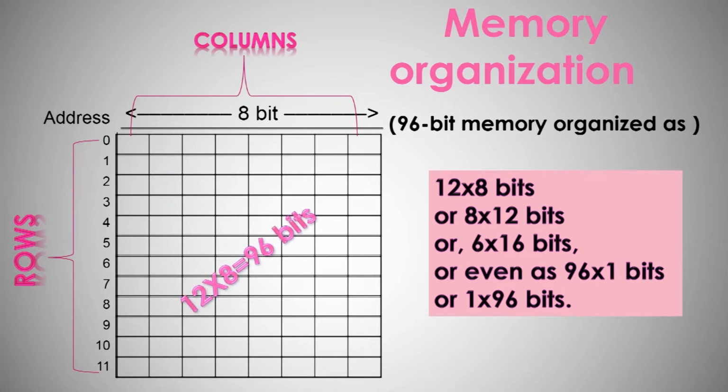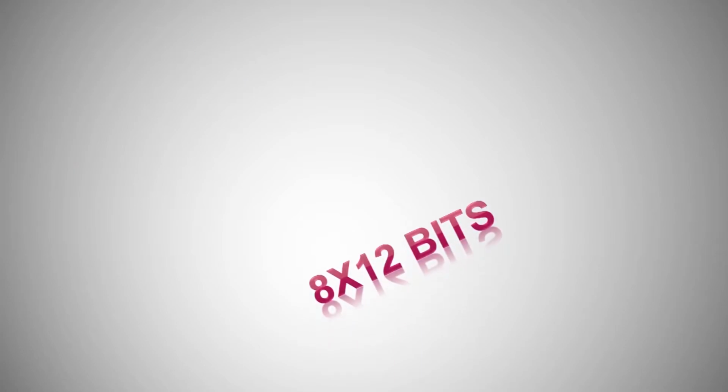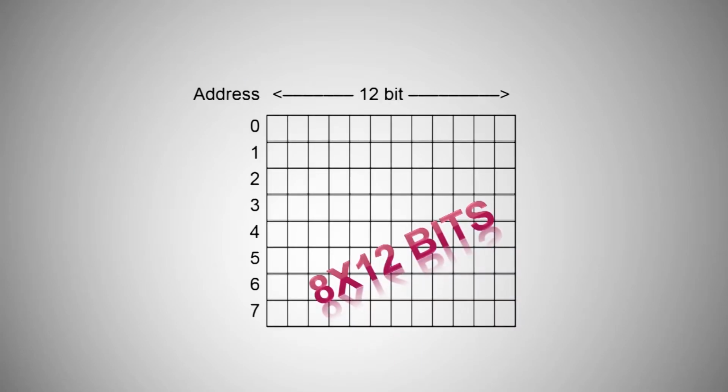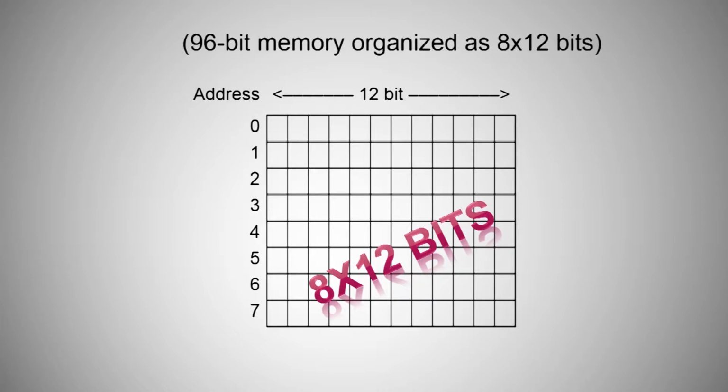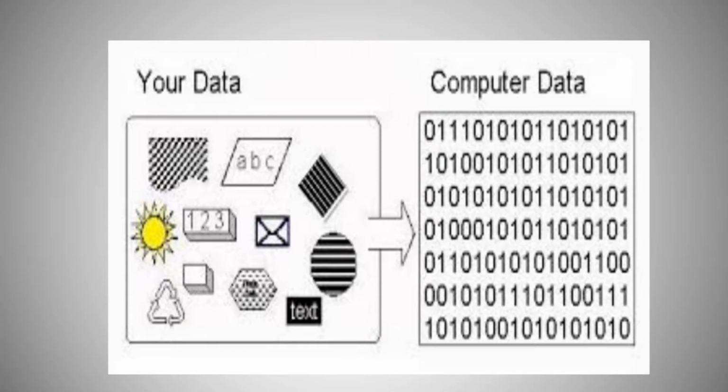Next, take an example of 8 by 12 bits organization, in which 8 rows and 12 columns are used to represent a 96-bit memory area. Now a question arises in your mind: what is a bit? As we represent our data in the form of things and symbols, similarly a computer represents its data in the form of zeros and ones, as we have already discussed. So this 0 or 1 is known as a bit.